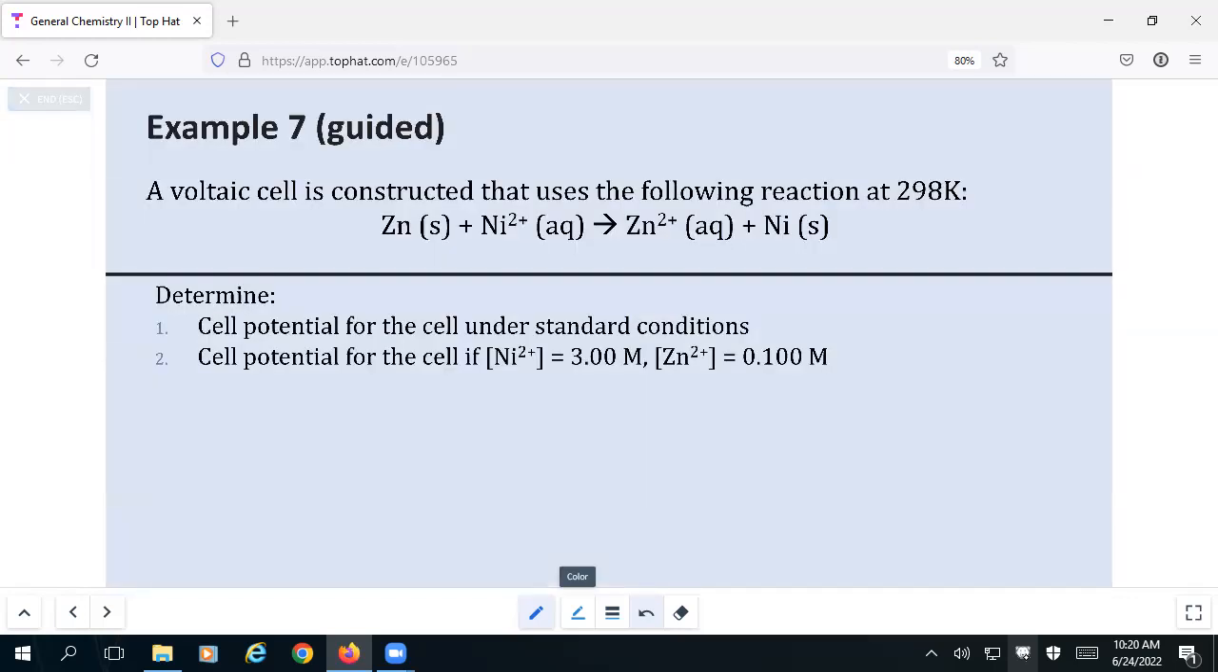Let's take a look at an example. Here I've got a voltaic cell that uses this reaction at 298 Kelvin. What is the cell potential under standard conditions? What is the cell potential under these stressed conditions, where we've got 3 molar nickel and 0.1 molar zinc?